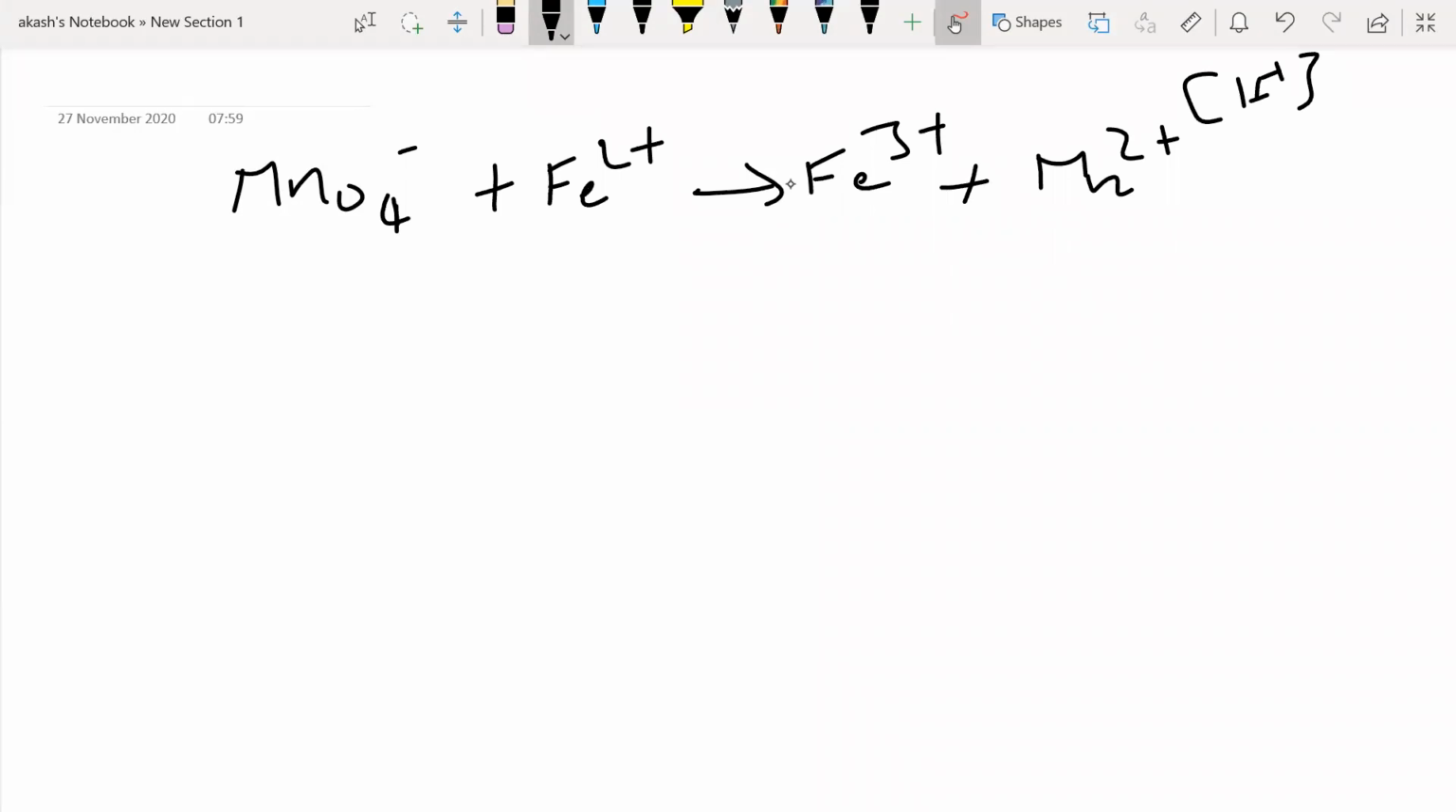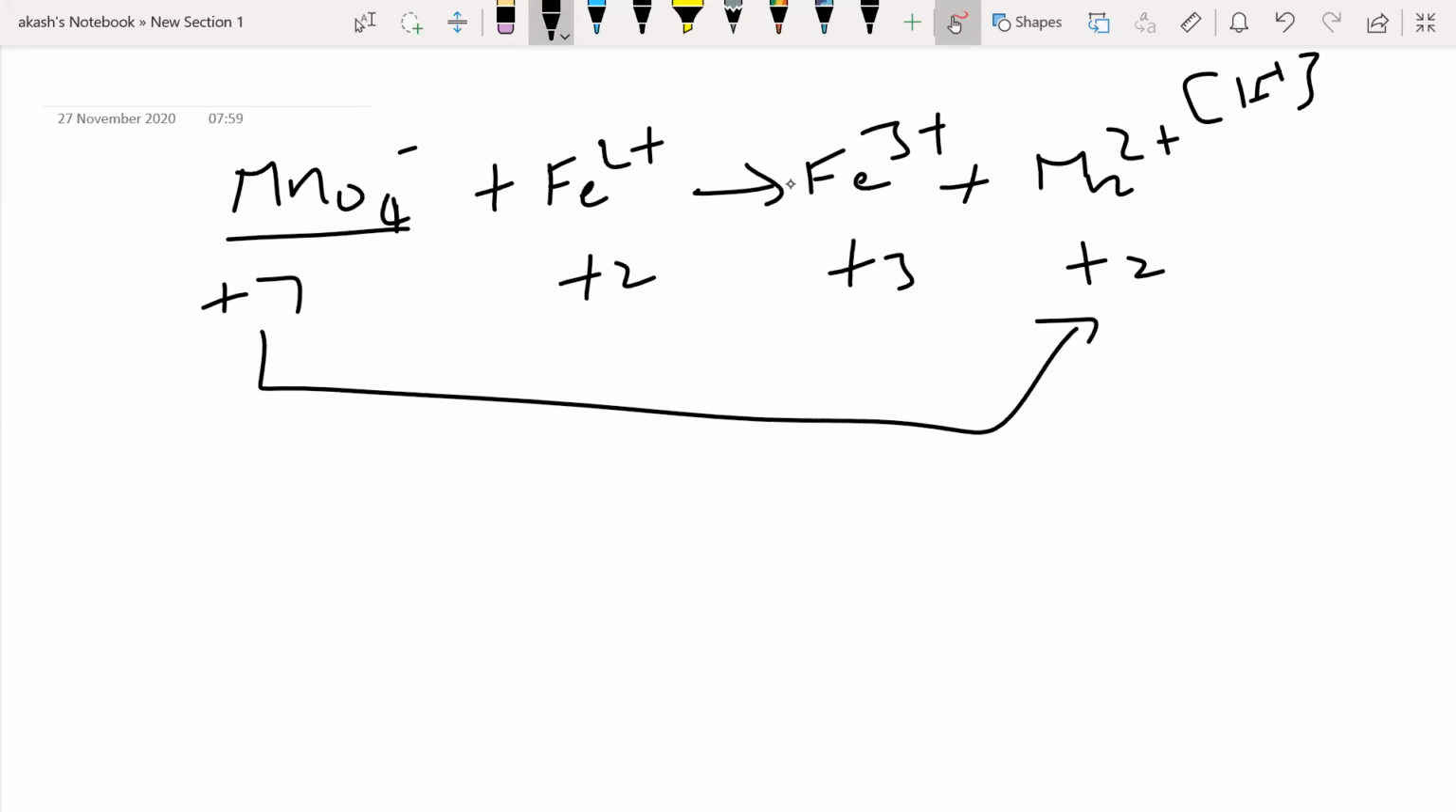Now you can easily find the oxidation number of manganese here. It is plus 7 here, and for Fe it is plus 2, here it is plus 3, and here it is plus 2. Now you are going to see which is getting reduced and which is getting oxidized. You can see that 7 is the oxidation number, and whenever it is reducing, it's reduction. So the number of electrons gained is 5 electrons. Obviously this is reduction. You can even mention it here: 5 electrons, reduction.